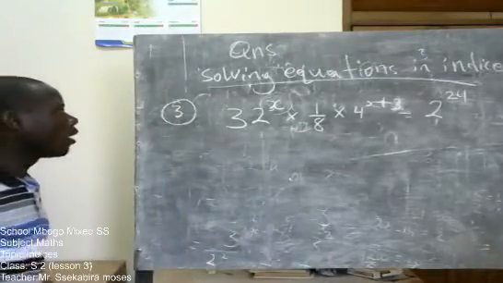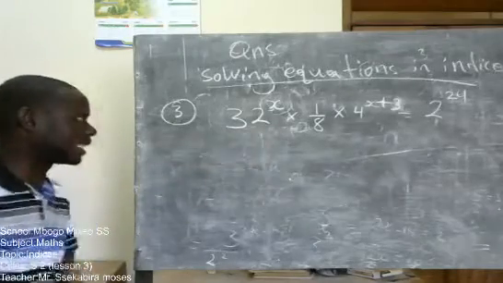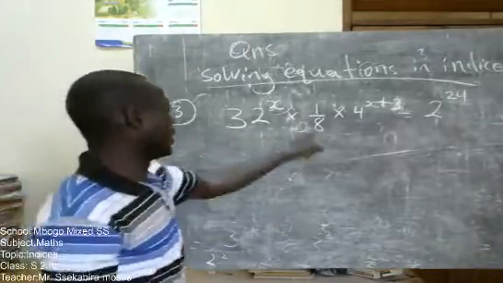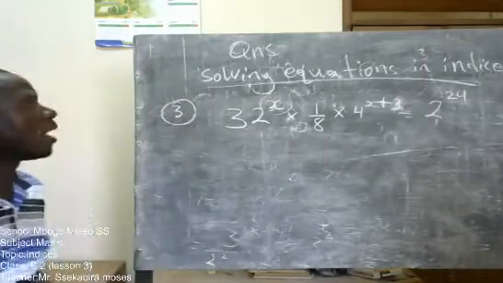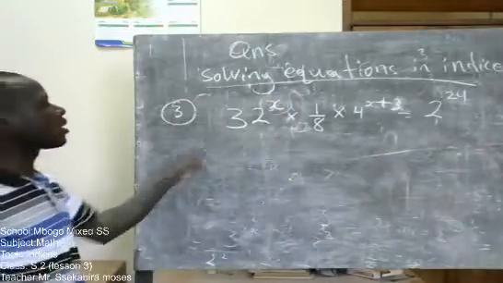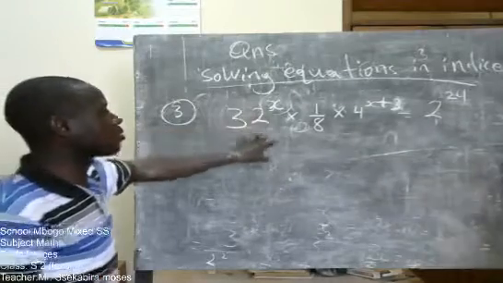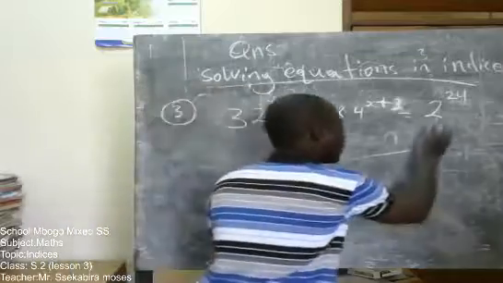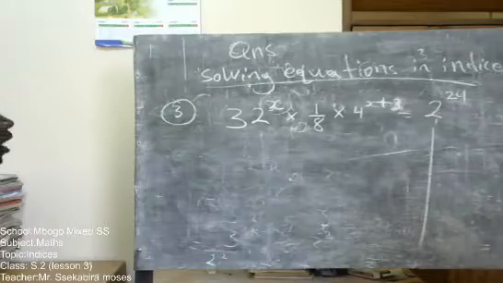What do we do? Before you tamper with anything, look at what the base is. Is 32 a prime number? No. Is 8 a prime number? No. Is 4 a prime number? No. Is 2 a prime number? Yes. Now what we need to express as the product of prime factors are 32, 8 and 4. At this moment, all of us know how to express a number as the product of prime factors.